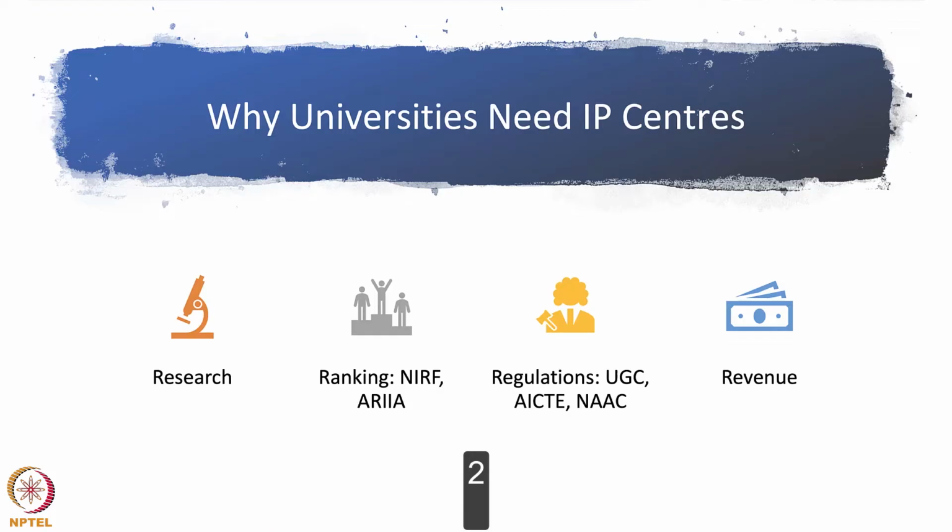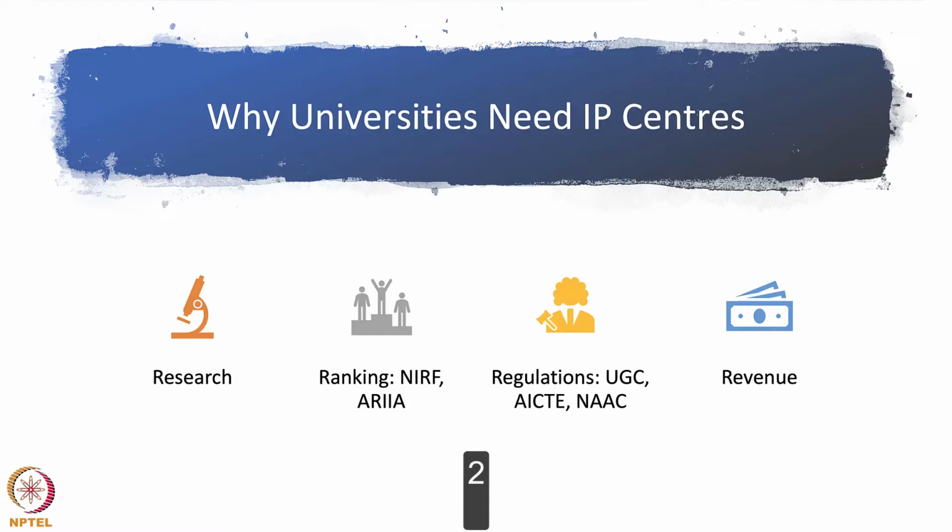Secondly, ranking. Now, we are aware of NIRF and ARIIA ranking. There are two ranking frameworks, and these ranking frameworks inevitably look at patenting and how the patents are being commercialized. Thirdly, you have the regulators and the regulations. The UGC, AICTE, and NAAC have mentioned in many words the need to set up IP centers and to be filing patents and even to commercialize them.